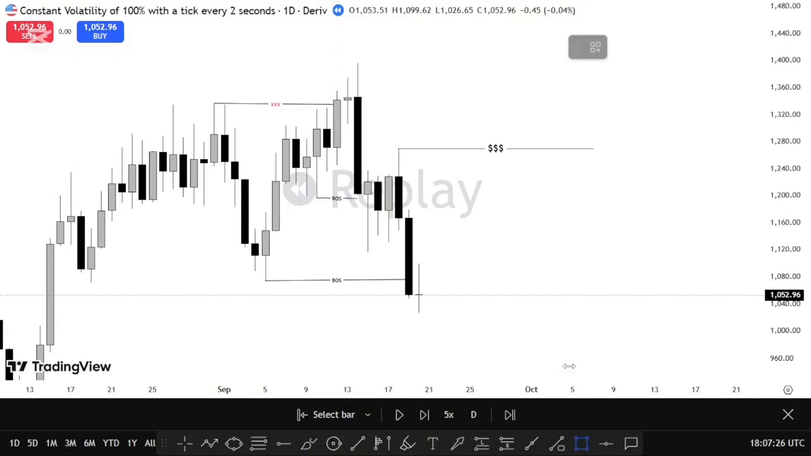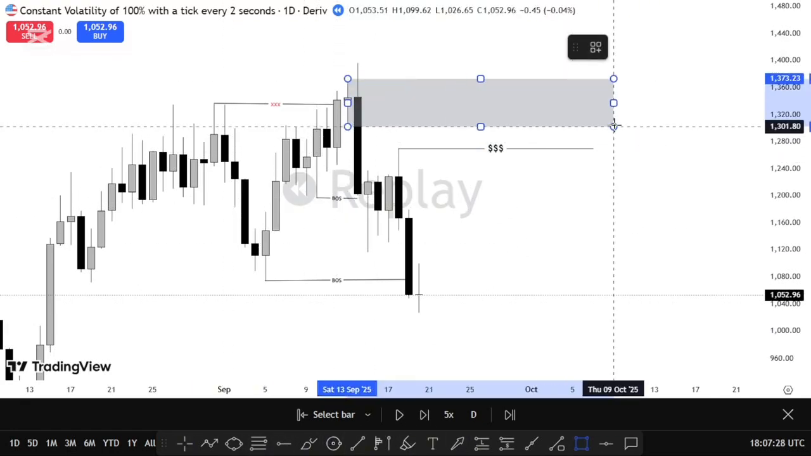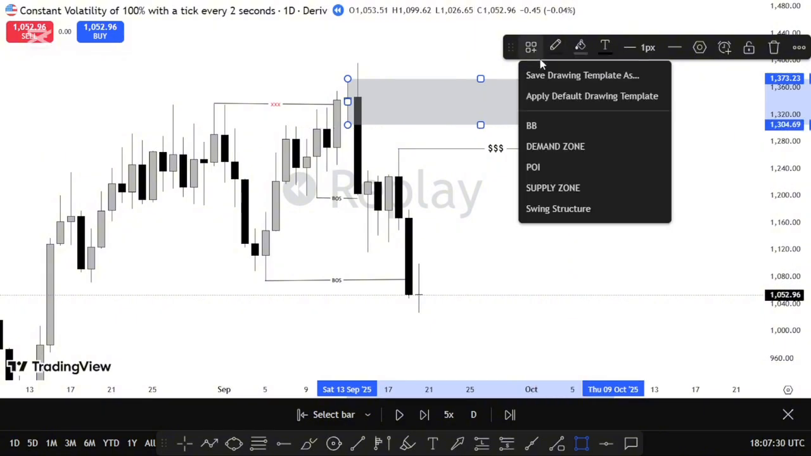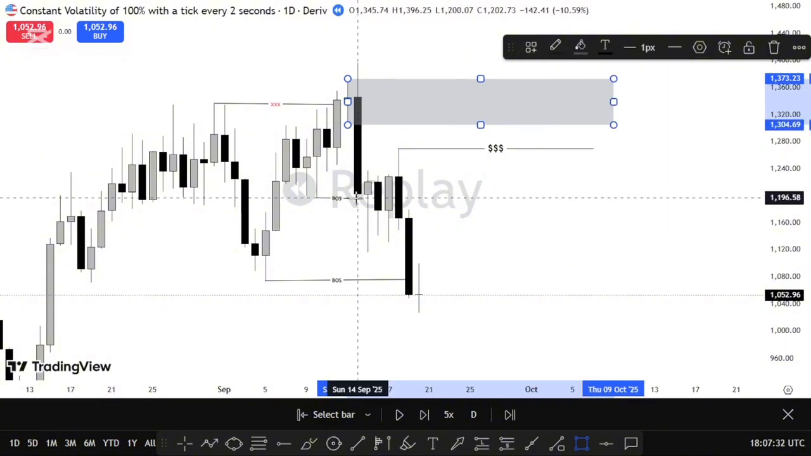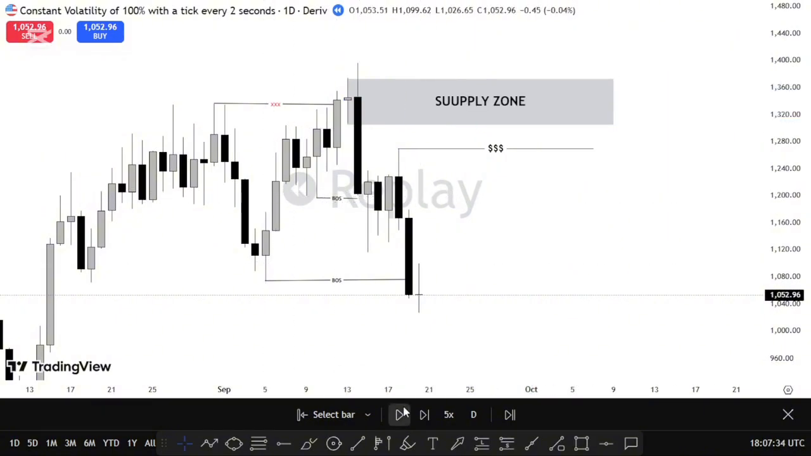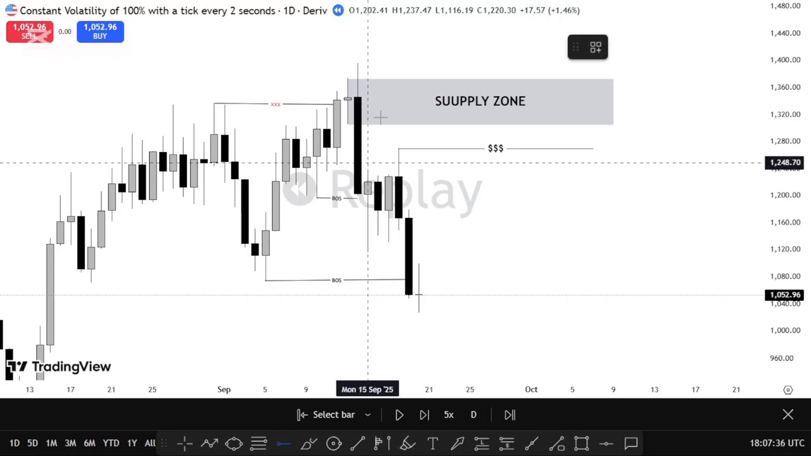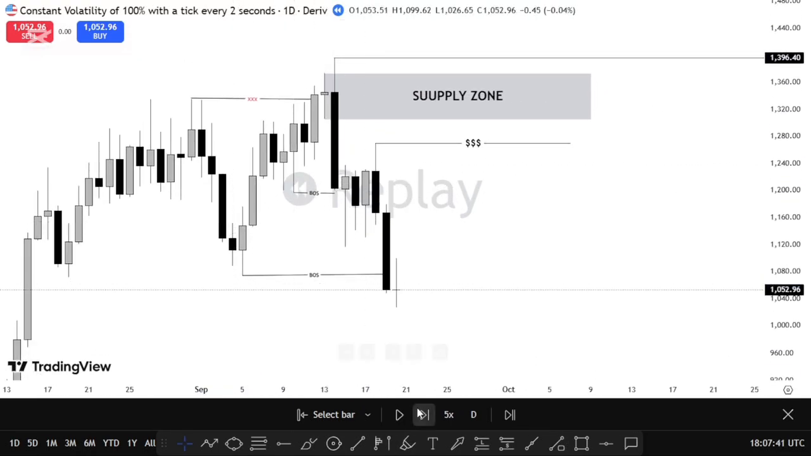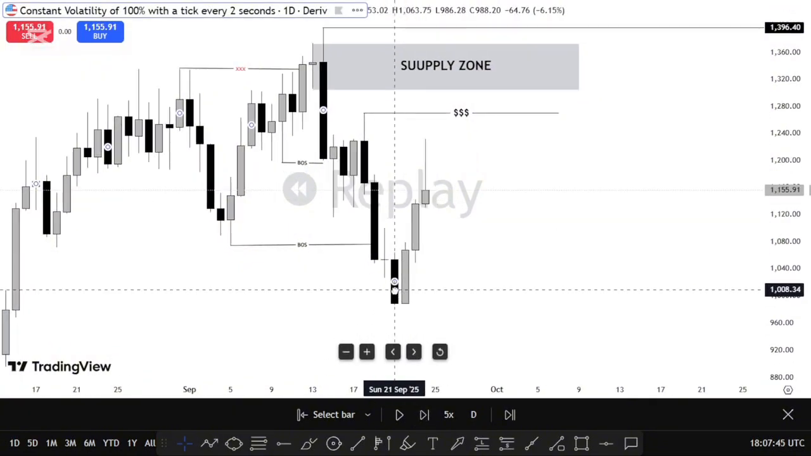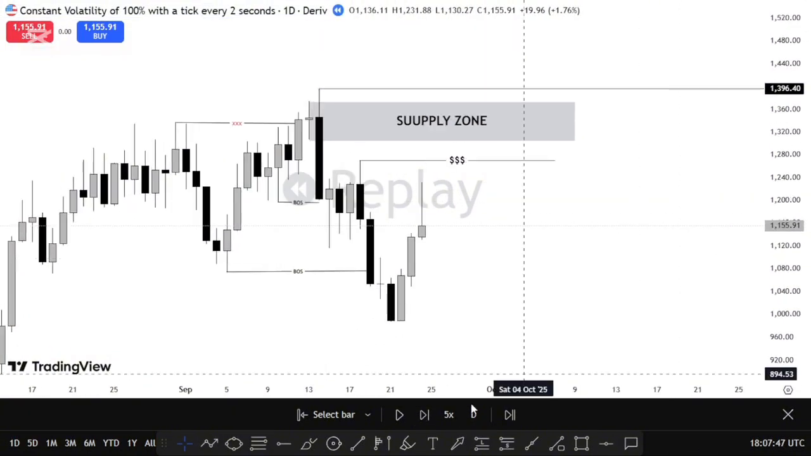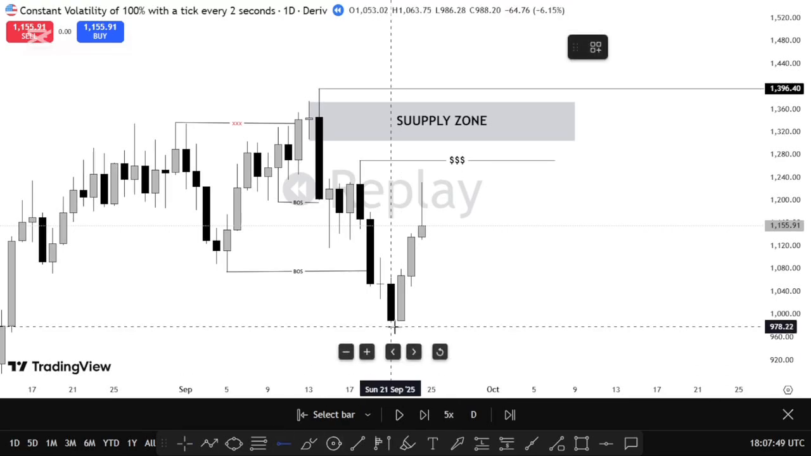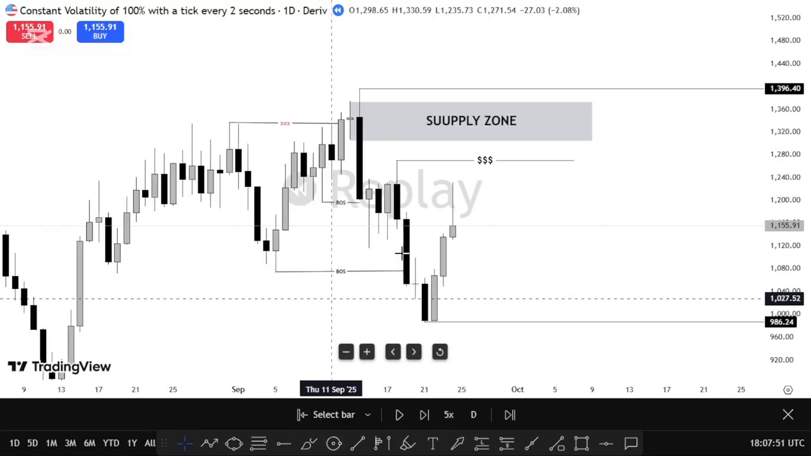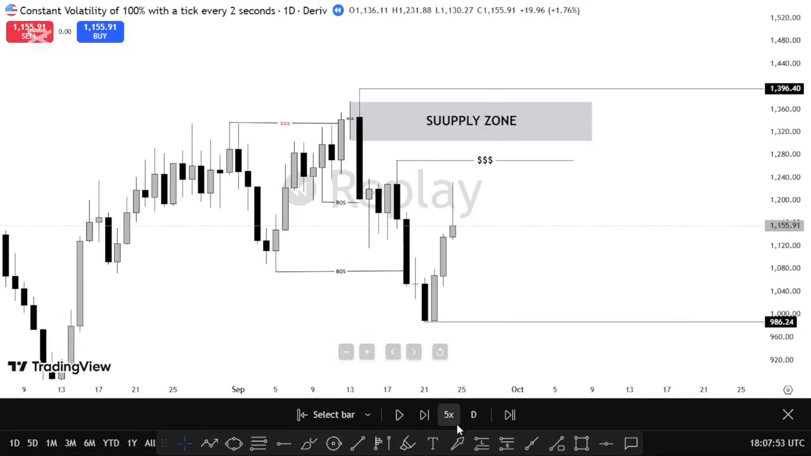Before we finish, we mark out this area to be our supply zone. That's where we want to be entering our trade. And now let's mark out our protected high, which is this. All right, so that is it. Let's see what happens, guys. We want to pick out our protected low. For our protected low, this particular area, the last low that was created before the market started pulling back. Now let's see what happens.